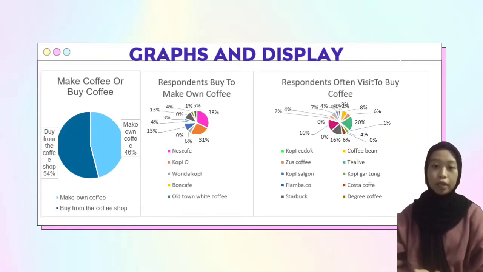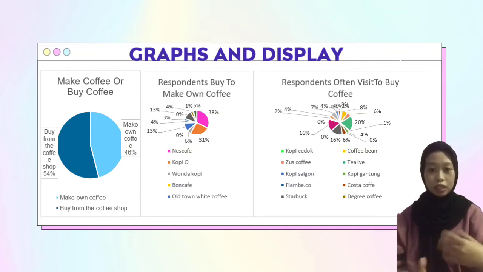Most people like to buy coffee from the coffee shop compared to making their own coffee. 38% of respondents like to buy Nescafe to make their own coffee. Second is 31%, who like to buy Kopi O to make their own drink. 20%, which is 98 respondents, often visit Tea Life to buy coffee. Second is 60%, which is 77 respondents, who love to buy Starbucks.